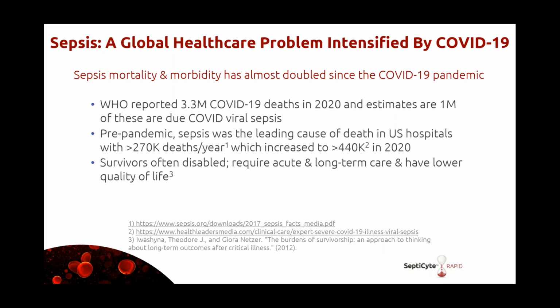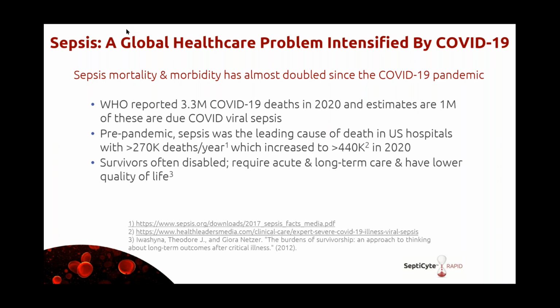Sepsis mortality and morbidity has almost doubled since the onset of COVID. WHO reported that there were 3.3 million COVID-19 deaths in 2020. An estimate of 1 million of these are due to COVID viral sepsis. Interestingly, just yesterday, the total worldwide COVID deaths are now up to 6 million. Pre-pandemic sepsis was the leading cause of deaths in US hospitals, with about 270,000 deaths per year, which in 2020 increased to 440 deaths.